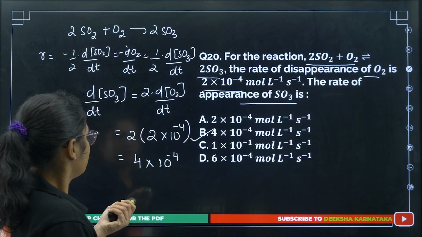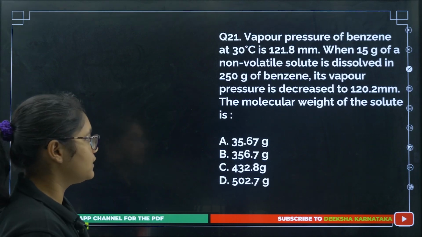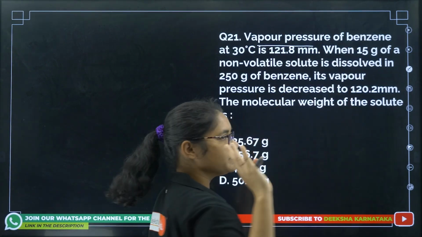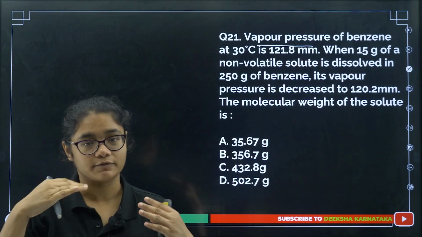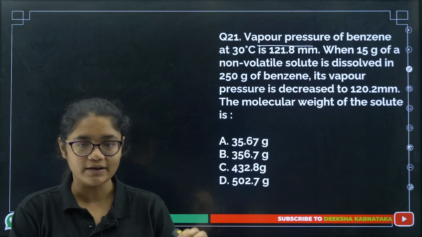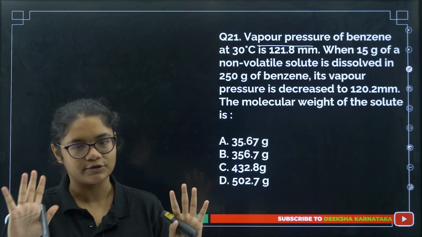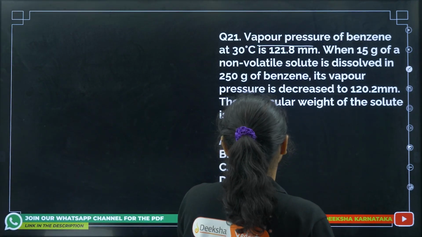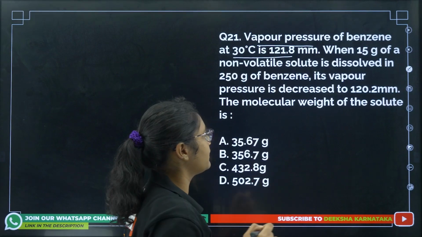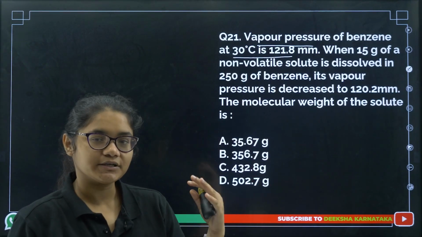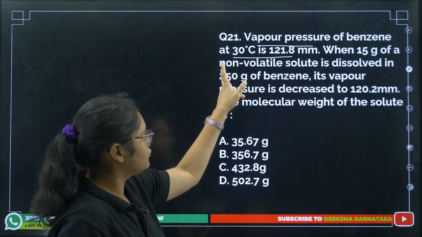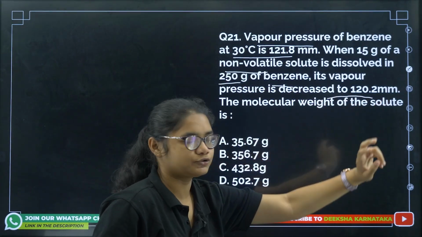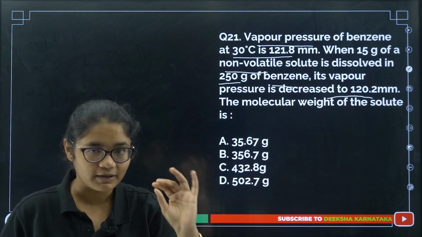Okay, fine. Next, coming to question number 21. Now we have completed kinetics questions, so we'll revise what we studied the previous week, right? Solutions and electrochemistry. So 5 questions from solutions and 5 questions from electrochemistry. The vapor pressure of benzene at 30 degrees Celsius is 121.8 mm. When 15 gram of non-volatile solute is dissolved in 250 gram of benzene, its vapor pressure is reduced. So this is relative lowering of vapor pressure, right?